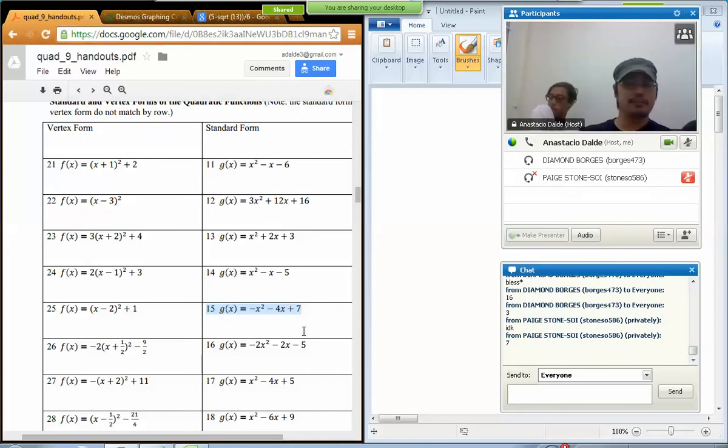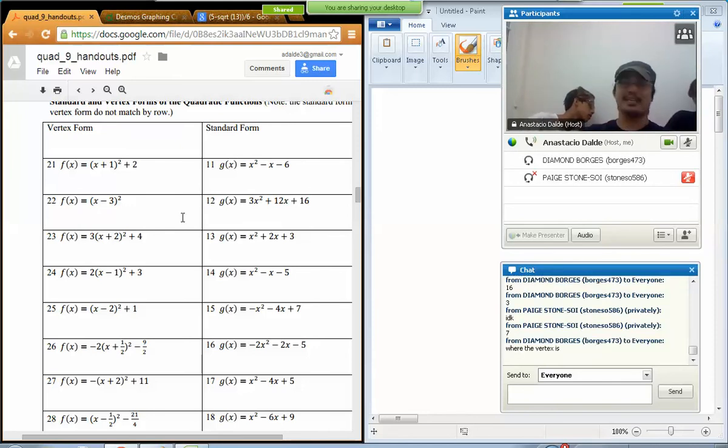All right. Looking at the vertex form, what is useful about the vertex form? What does it tell you? No, it does not tell you where the y-intercept is. It's called the vertex form. It tells you where the vertex is. We cool? Now the vertex form will tell you the vertex. Where is the vertex on this guy right here?